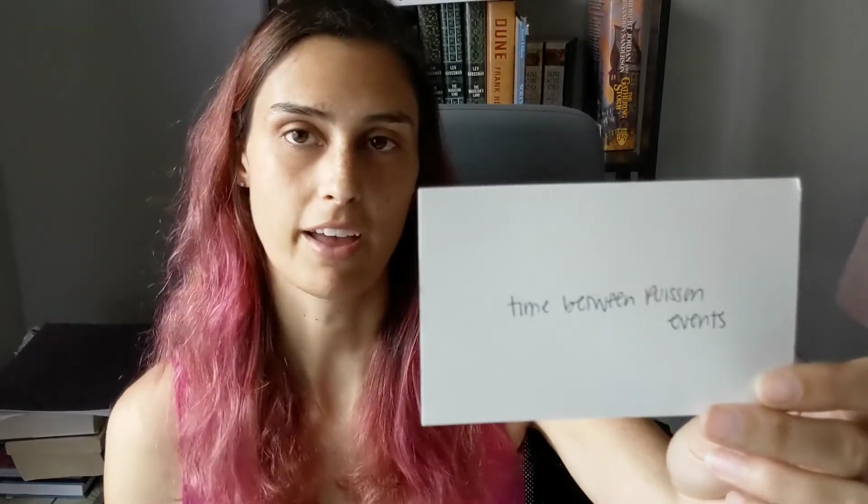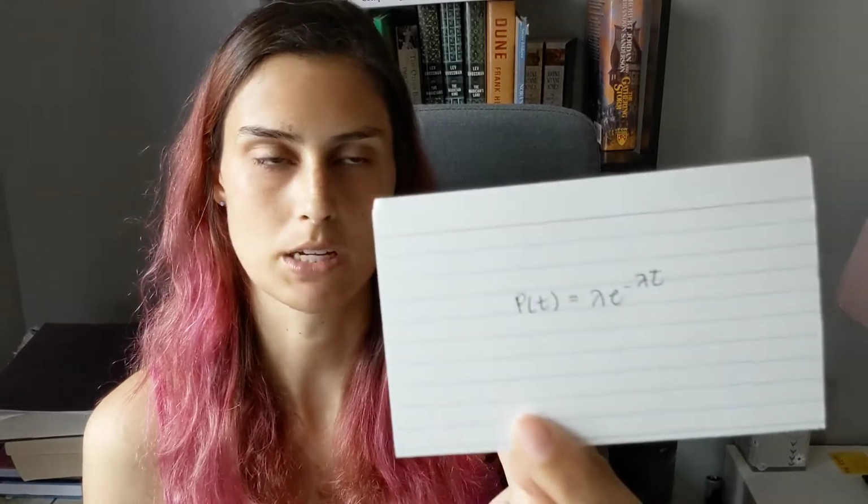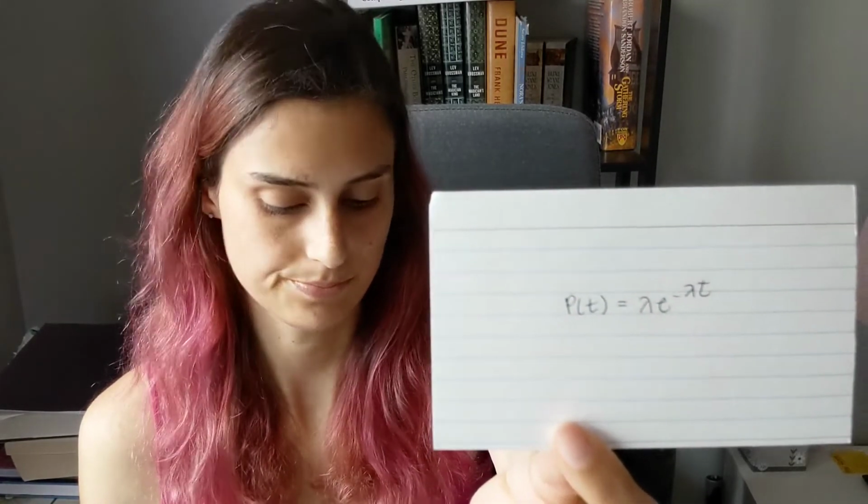Time between Poisson events. So P of t is equal to lambda e to the minus lambda t, where lambda here is the rate, the Poisson rate.